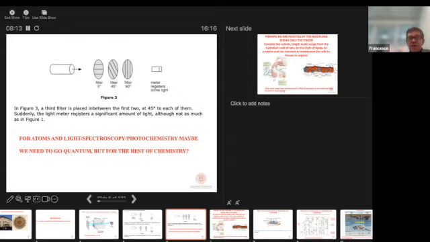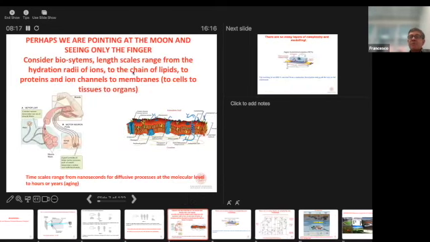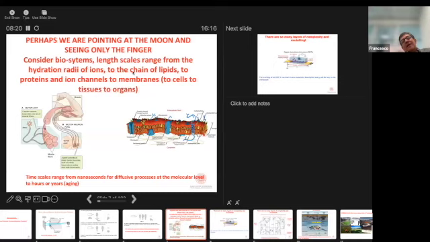Or perhaps we're looking at something and then we're pointing at the moon, as the saying goes, we're pointing at the moon and we are only seeing the finger. So we want to try and understand what we really need to do some modeling in chemistry. So let me show a couple of examples from real life.